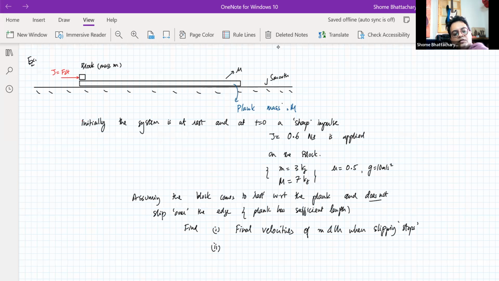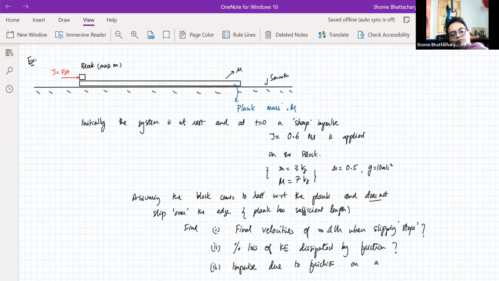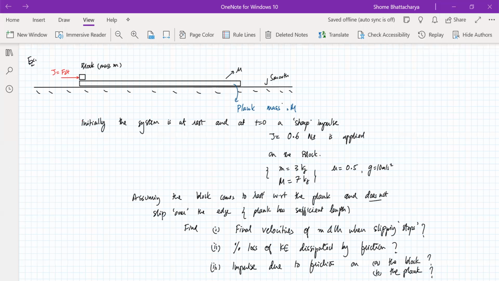We want to find the percentage loss of kinetic energy dissipated by friction. And the impulse due to friction on the block and on the plank. What is the net impulse that friction applies on the block and the plank? Just try this out, people.